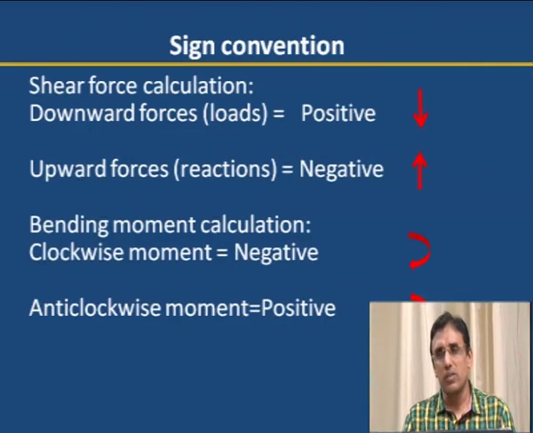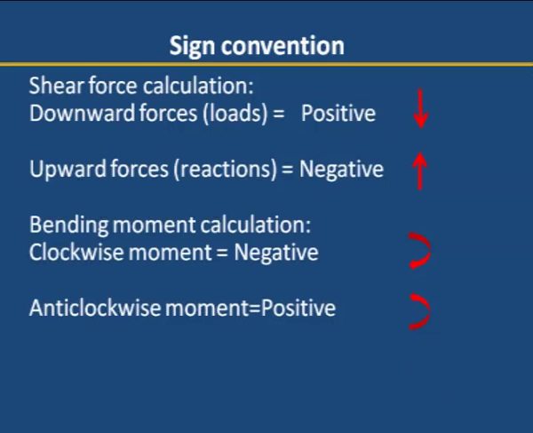And one more important point we discussed in the previous session: for calculation of shear force and bending moment we have assumed signs of convention. In shear force calculation, downward forces are taken as positive, upward forces taken as negative. Normally in a simply supported beam, upward forces are reactions, downward forces are loads. Loads may be uniformly distributed load or point load. Downward forces we consider as positive, and upward forces as negative. For the bending moment calculation, clockwise moment we consider as negative, anti-clockwise moment as positive.